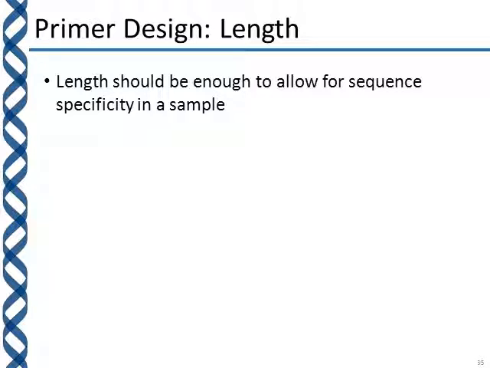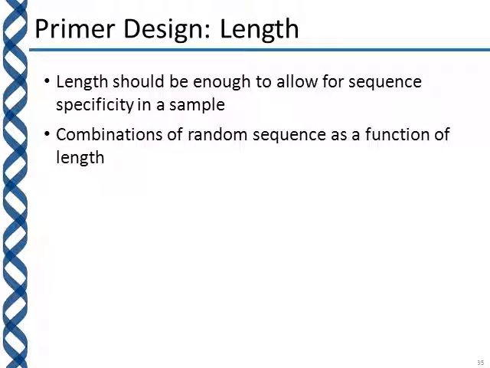So let's start off looking at the length parameter. The length you choose for your primers should be enough to allow for sequence specificity within a sample. So what do we mean by that? Let's imagine that the DNA that we're trying to amplify from is distributed randomly. So each of the nucleotides A, T, C, or G has an equal chance of occurring, so that'd be 25% for each. In reality, of course, DNA is not distributed randomly, especially at local sections. You might have high AT-rich regions in some areas and high GC regions in other areas. But for the purposes of this discussion, to understand the length parameter, let's imagine that all the DNA is distributed randomly.